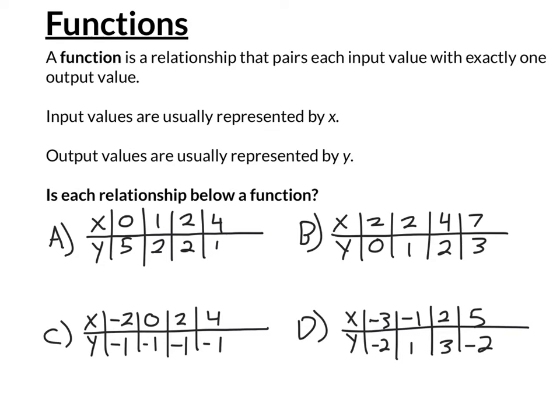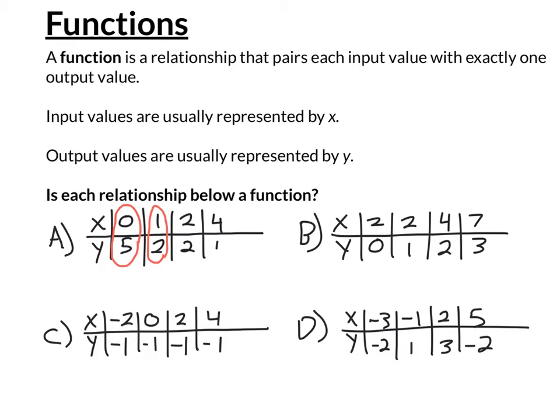Now, if we look at these four examples here, we want to be able to tell if each relationship is a function or not. So going back to our definition, we need to see that each input value is paired with exactly one output value. That means each input always has to go to the same output. If I look at example A here, I see that when x is 0, when the input is 0, the output y is always 5, right? So that's great. If the input is 1, the output is always 2. You don't see any other situation up here where 1 as an input gives us a different output, right?